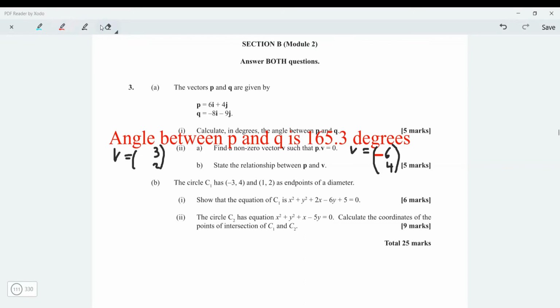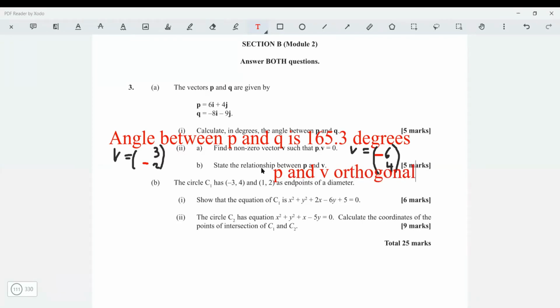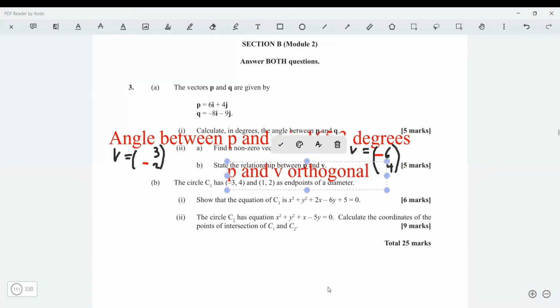State the relationship between P and V. If the dot product is 0, what's the relationship? Perpendicular. Easy. Once the dot product is 0, then they are perpendicular. So P and V. Guys, because we want to exercise sharpness, instead of saying perpendicular, we're saying orthogonal. Orthogonal means perpendicular. All right, so P and V are orthogonal. Cool with that?